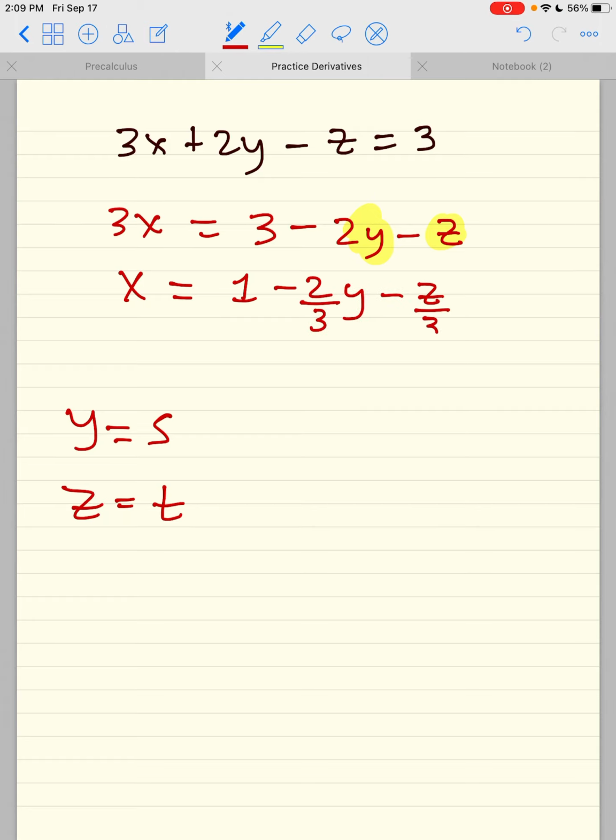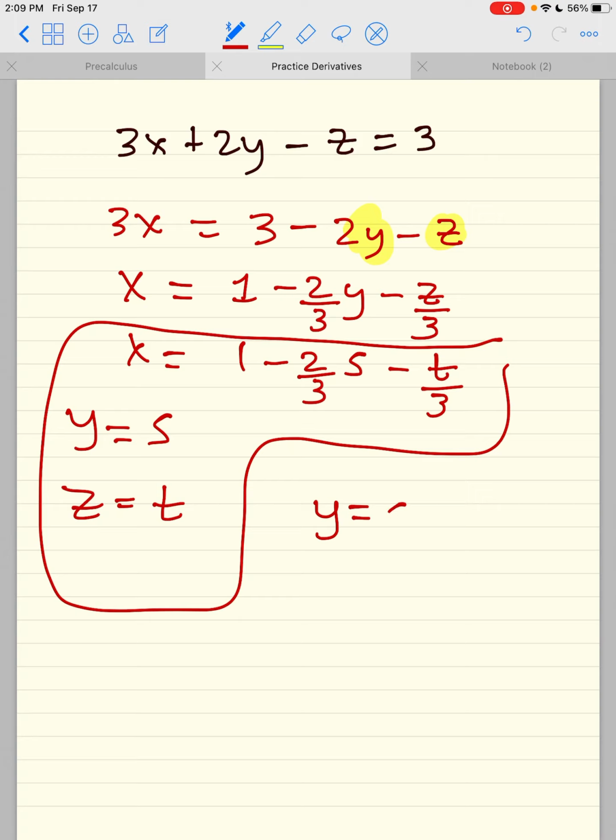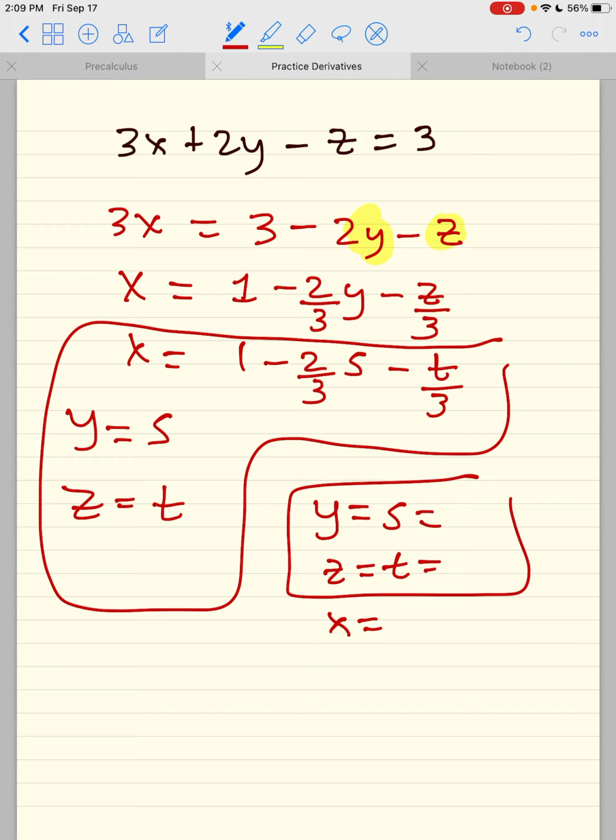x can be represented as 1 minus 2/3 s plus 1/3 t, right? And then we're going to say that this is my parametric representation. And then basically what you would have to do is assign y a value, or s a value, z a value, or t a value, and then it will force x. So these two are the free variables.